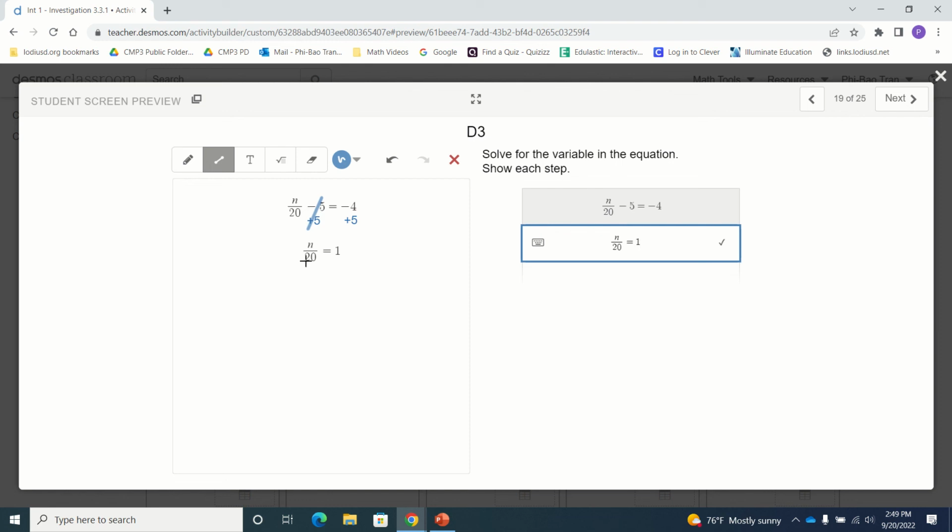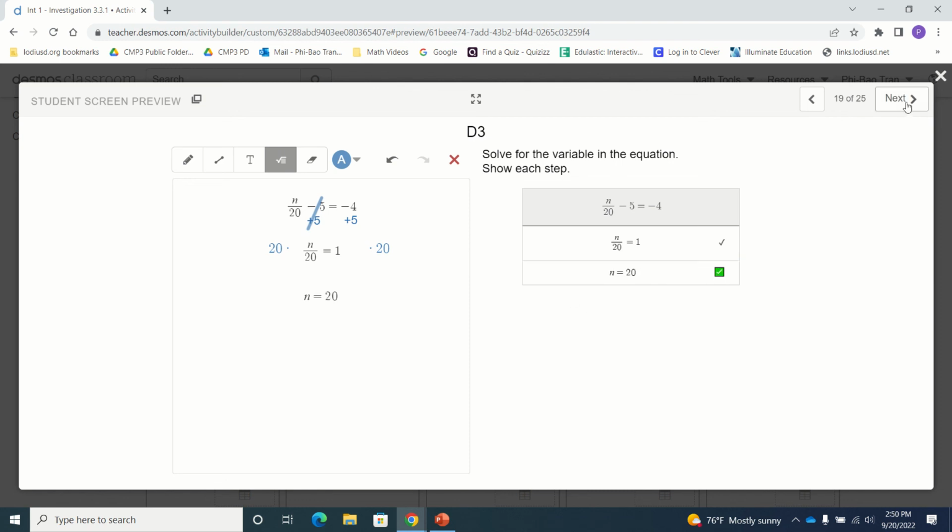And again, since n over 20 is divided into parts, to get 1 full x, I need to times it by 20. Okay. But whatever I do to one side, I need to do to the other. Multiply this side by 20. So now that I multiply it by 20 parts, it becomes 1 full rectangle. And 1 times 20 is 20.